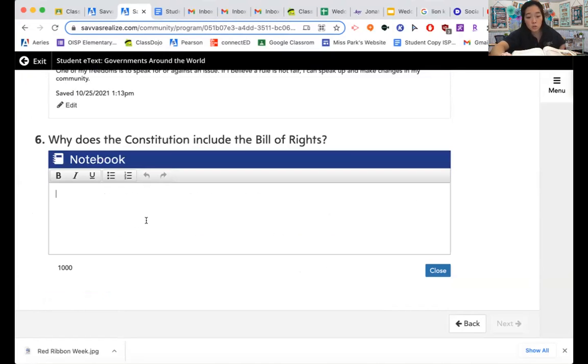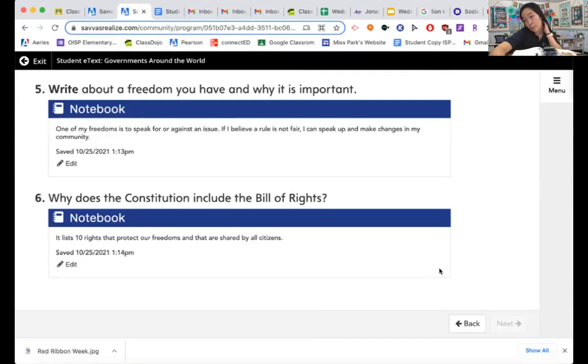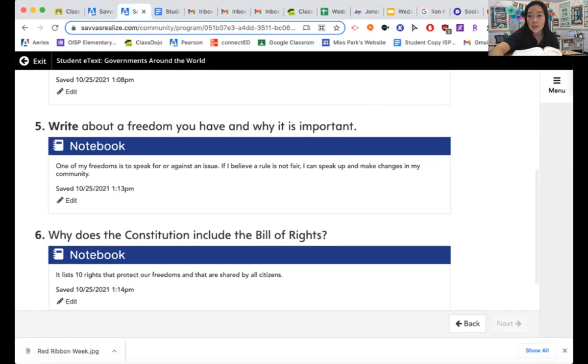So why does the Constitution include the Bill of Rights? It lists 10 rights that protect our freedoms and that are shared by all citizens. And I took this directly from our book on page 91. So why does the Constitution include the Bill of Rights? Because it lists 10 rights that protect our freedoms and that are shared by all citizens. Go ahead, I'm going to give you guys a minute to write that down.